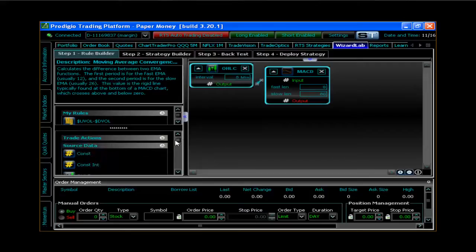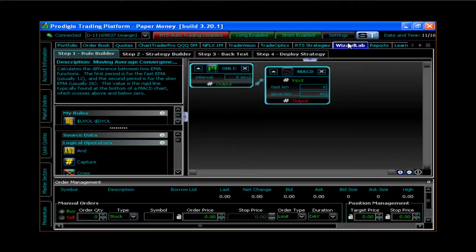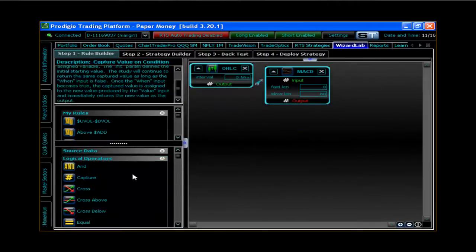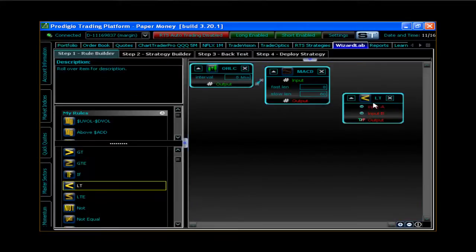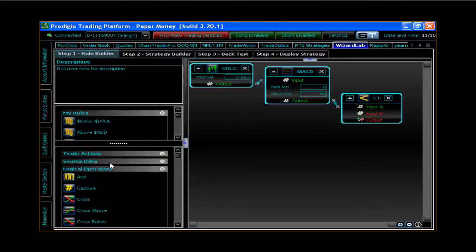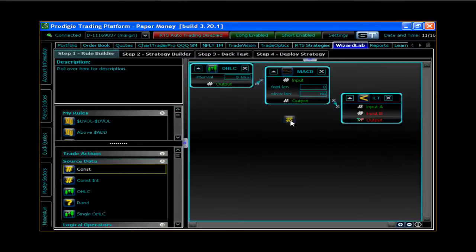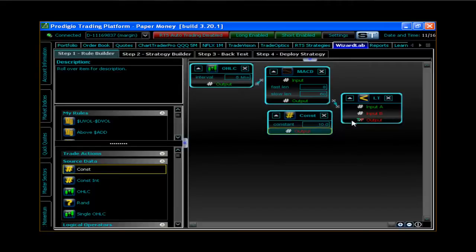So to do that, I have to use a logical study. And a lot of you guys who've been following this for a long time, this is really old hat. The logical operators allow you to just compare things. So if I want something to be negative, I want to make sure that that's less than 0. So I drag that out, and I'm literally reading this as input A less than input B. I'm saying MACD has to be less than. There's another source data for constants. And I can change this. I can make this 0. Just type that in there. And so this is going to give me signals. It's going to fire when the MACD is less than 0.